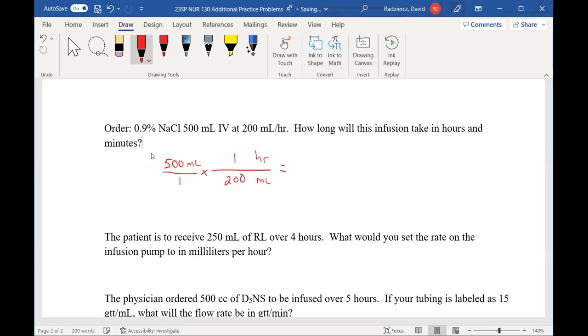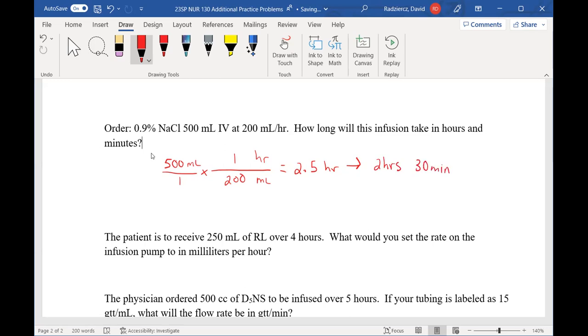And if you do this, this is what you're going to get, and this is not going to help you out. So 500 divided by 200 will give you, actually, it's fine. It'll give you 2.5 hours. Okay. And then you would convert that, because it asks you how many hours and minutes, to 2 hours, 30 minutes.